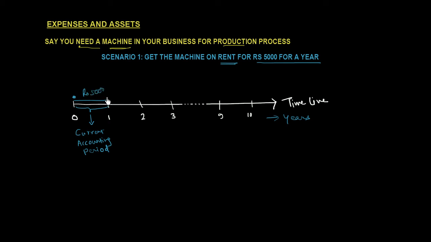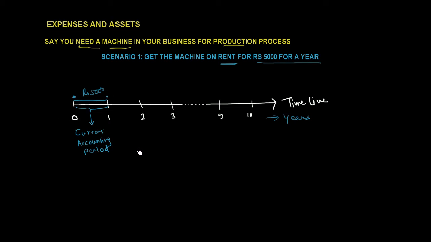And at this point, we will no longer have the right to use this machine anymore, and we will have to either renew the contract or let the machine go. The owner will either take back the machine, or we will renew the contract, and for using it for the next period we will have to pay additional rent. So let us analyze this transaction.